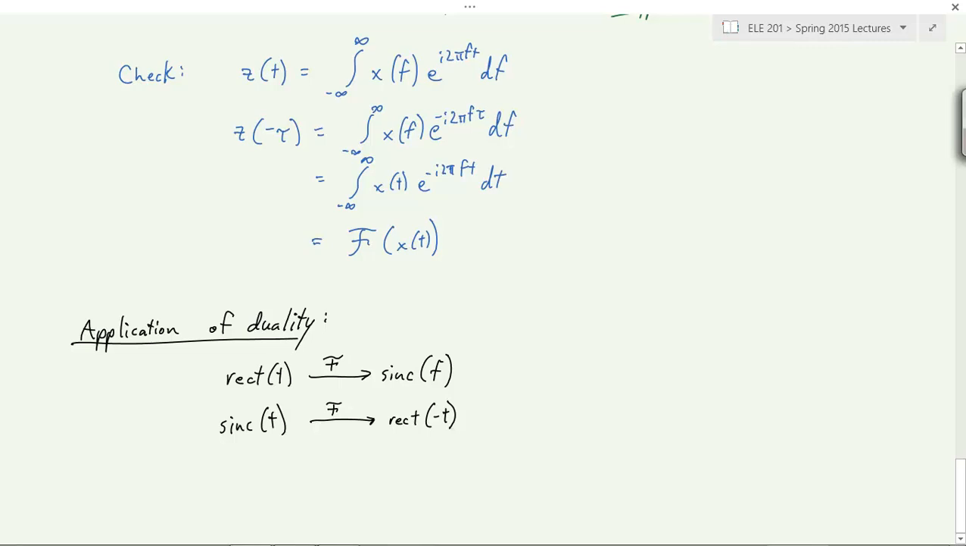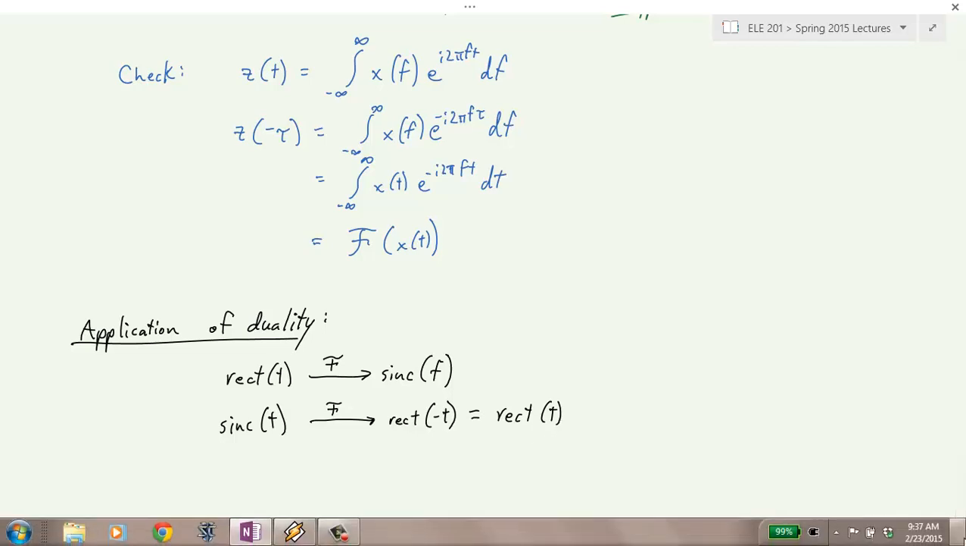By the way, rect is even, so that equals rect of t. So in this particular case, you get just a really simple duality. Fourier transform of rect is sinc. Fourier transform of sinc is rect. That's what duality tells us. We don't have to do a calculation here on sinc to get rect. We can just use duality. In fact, sinc of t is a very useful signal, as we'll see later on. We'll be using sinc of t a lot.